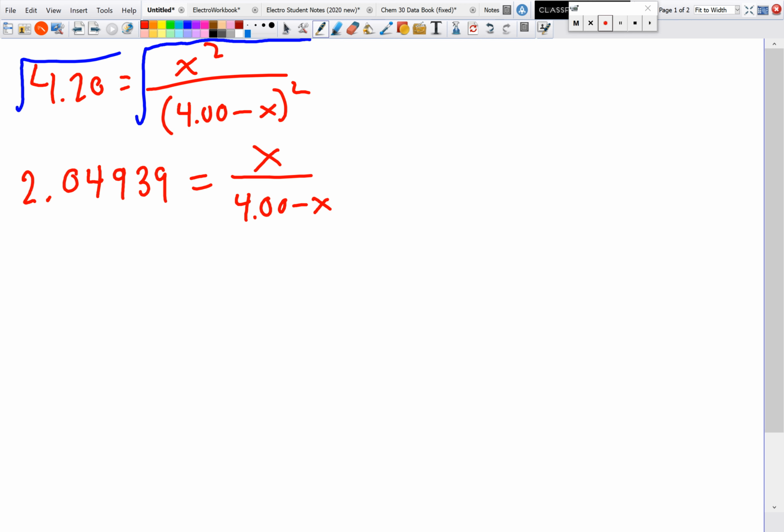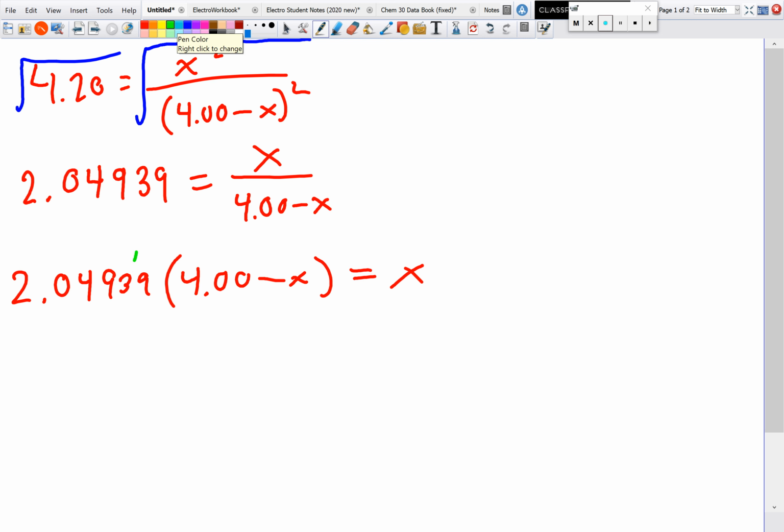So you'll notice now we're actually going from something that looked like we might need the quadratic equation to solve. Now we don't need it because we no longer have a square value. So from here you should be able to rearrange and solve for x. We have this down in the denominator that we need to get rid of, so we're going to have to multiply both sides by 4.00 minus x. So remember, from here, we're going to have to multiply 2.04939 times this, and then we're also going to have to multiply it by x.